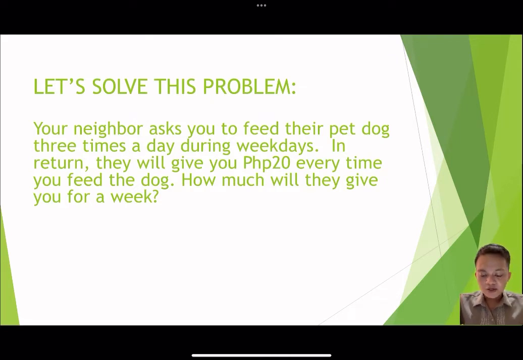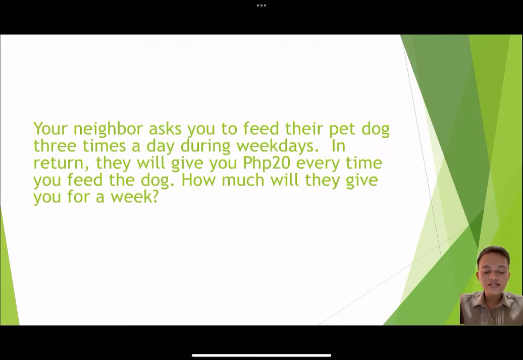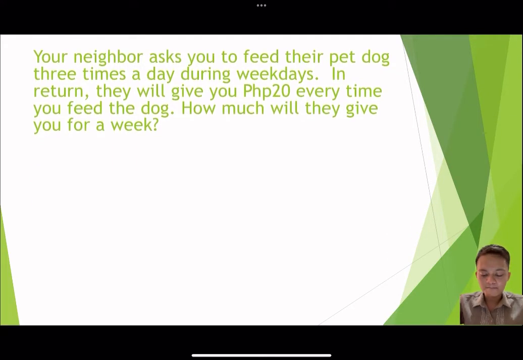First problem is, your neighbor asks you to feed their pet dog 3 times a day during weekdays. In return, they will give you 20 pesos every time you feed the dog. How much will they give you for a week? Now, paano natin sasagutan itong problem natin?